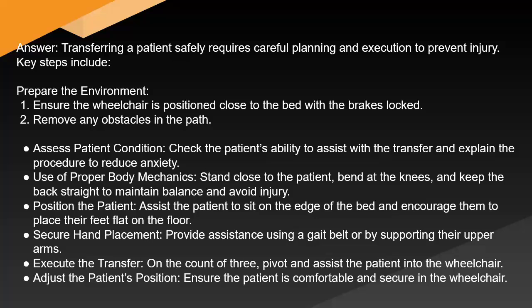Position the patient, assist the patient to sit on the edge of the bed and encourage them to place their feet flat on the floor. Secure hand placement, provide assistance using a gait belt or by supporting their upper arms. Execute the transfer on the count of 3, pivot and assist the patient into the wheelchair. Adjust the patient's position. Ensure the patient is comfortable and secure in the wheelchair.